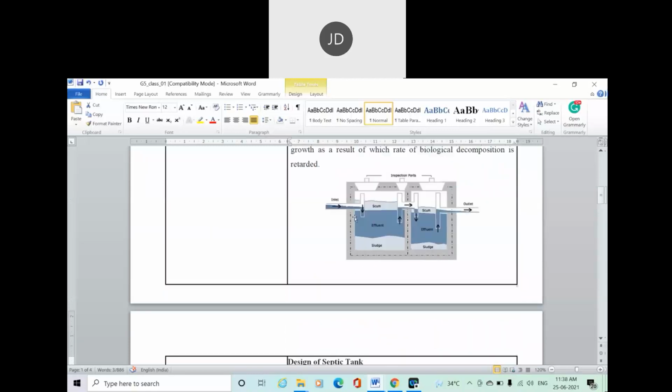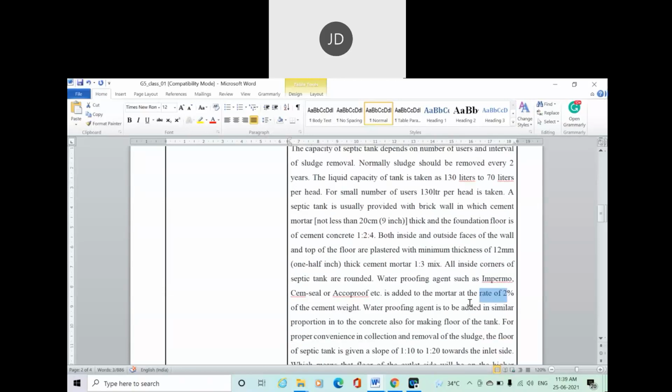But why do we need to go for waterproofing? So that the wastewater should not penetrate into the wall and reach the surroundings. We should prevent the contact of the wastewater existing in the septic tank with the outer surroundings. For that, we need to waterproof this wall, and you have to use some waterproofing agent with the plastering, while plastering the wall.